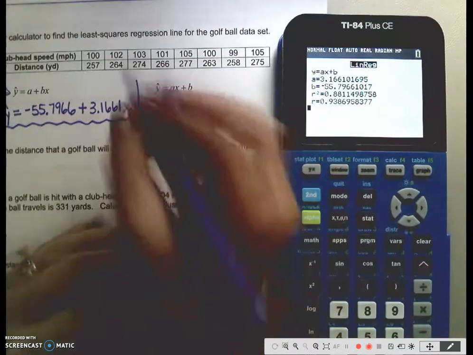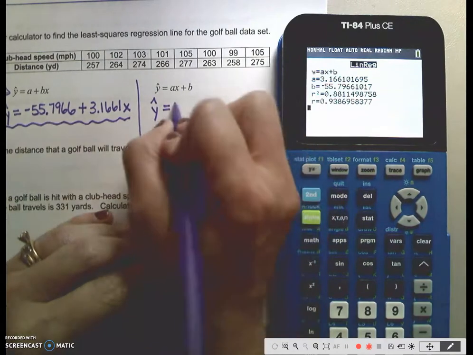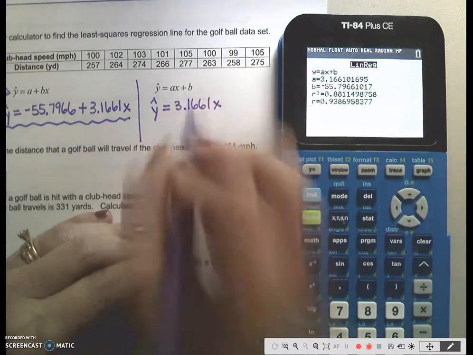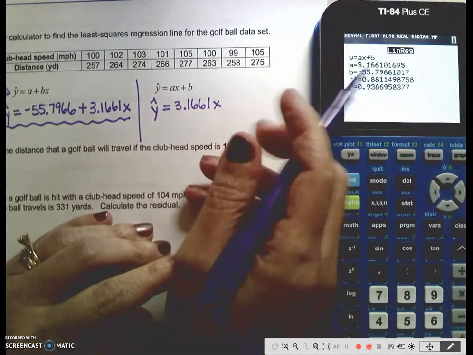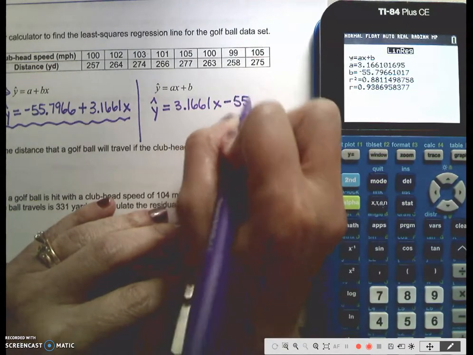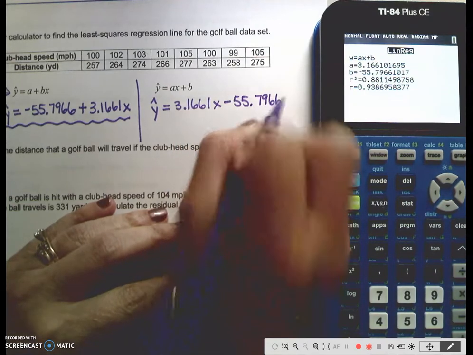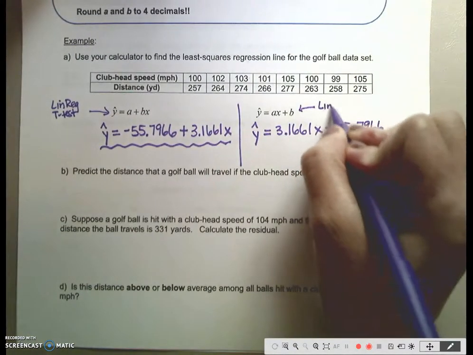So in this case, you would write your prediction line as A, 3.1661, and then you'd put your x after it. And it says plus b. Well, b is negative, so plus a negative is minus 55.796.